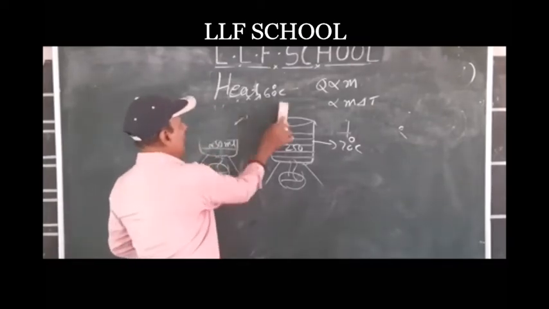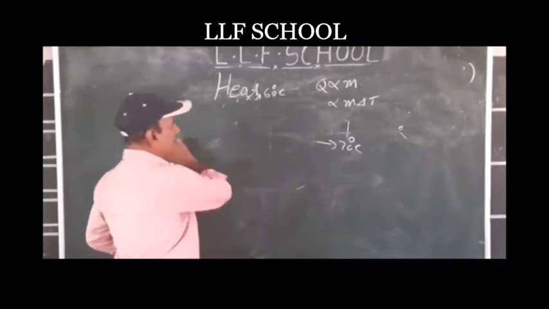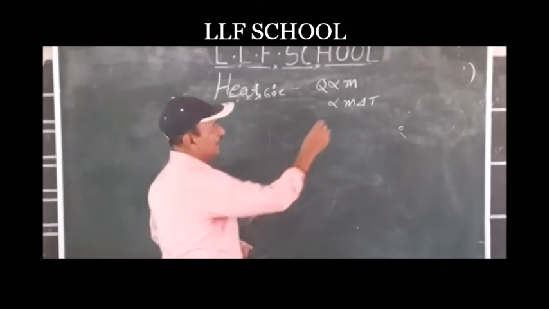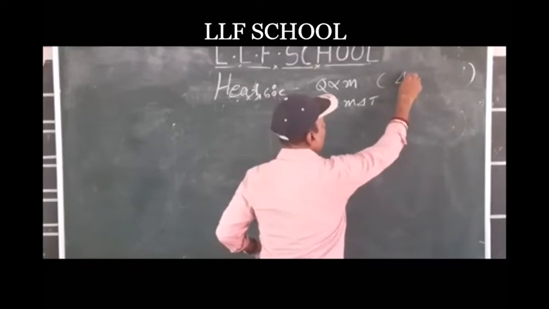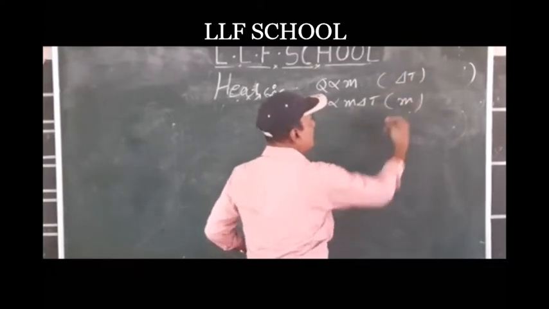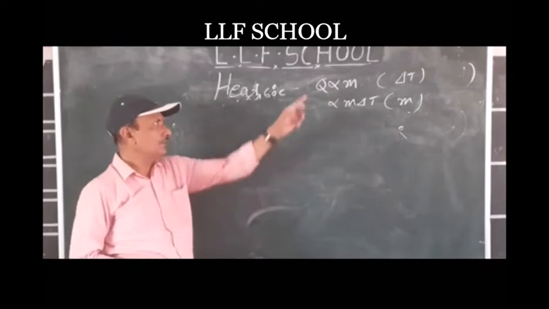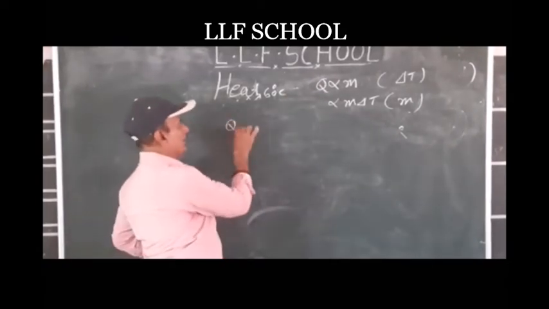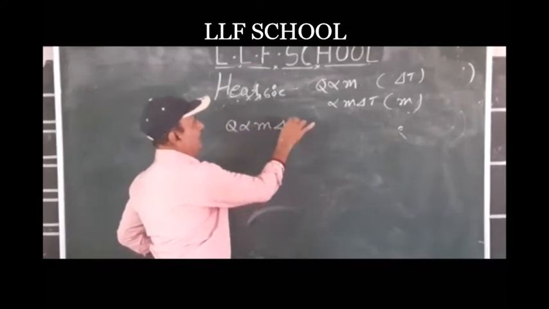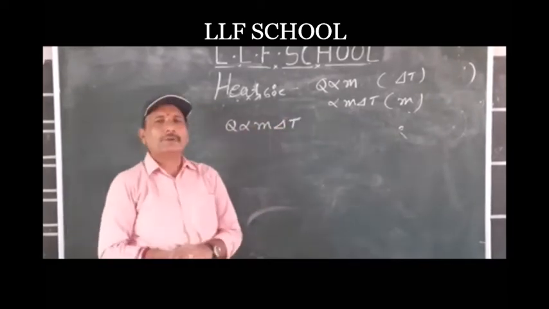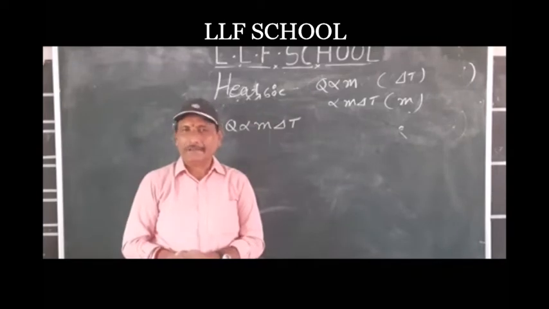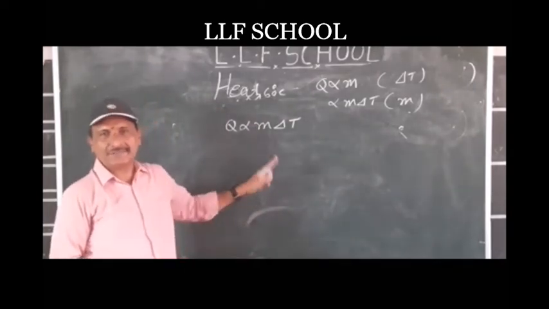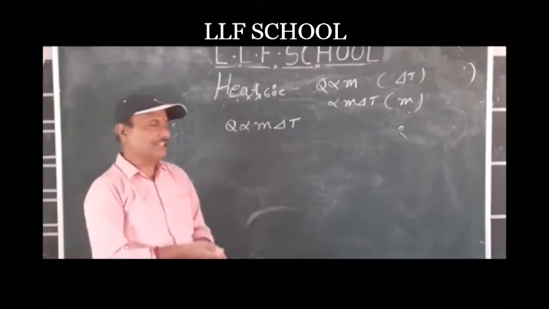M means the mass of the substance. Delta T is the change in temperature. In the first case, delta T is constant. In the second case, mass is constant. So from these two, we conclude that Q is proportional to M delta T, where Q is the quantity of heat absorbed, M is the mass of the substance, and delta T is the change in temperature.